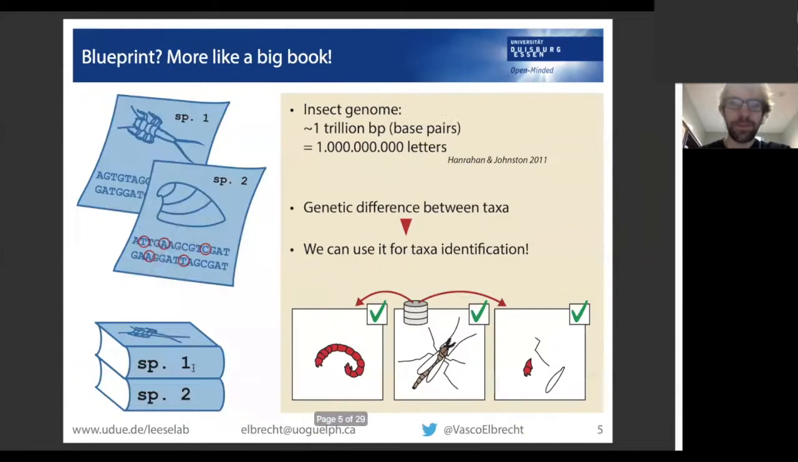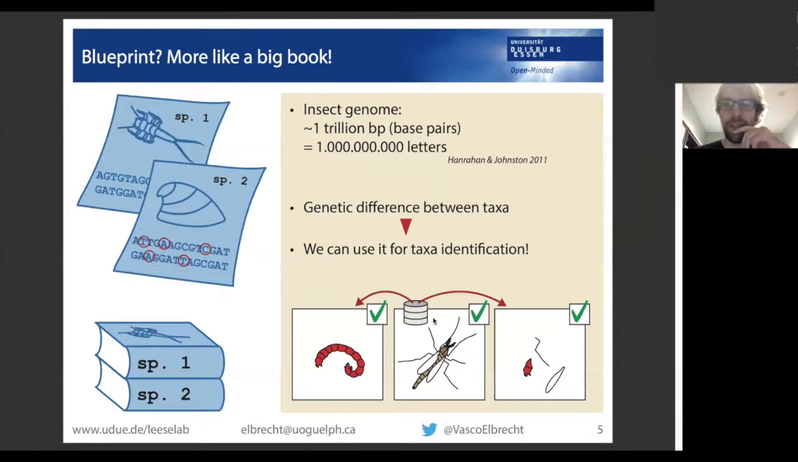If we say blueprint, it's not really true, because it's actually quite a big book for each species. It's millions of letters you have in one genome, which make up the blueprint of how to build this organism, basically its phenotype, how it looks and how it works. And this is coded in the DNA. That also means that our species look different, and of course they're different species. That means they have different genetic blueprints, so there is a difference between those taxa, and we can use those differences to identify the different taxa.